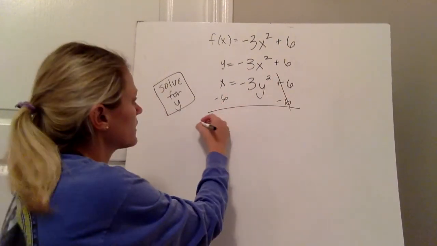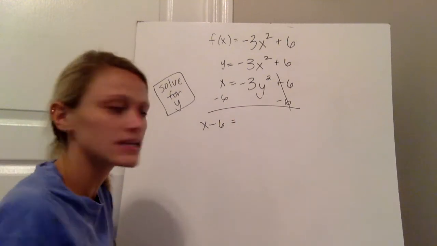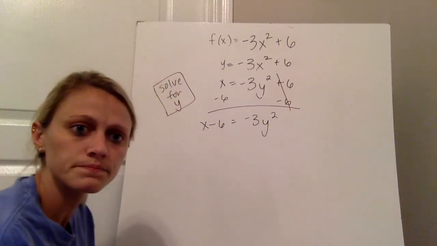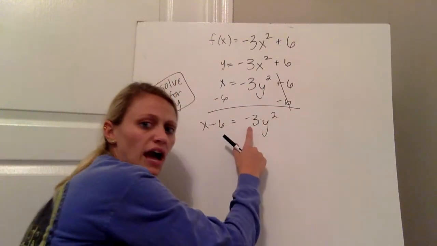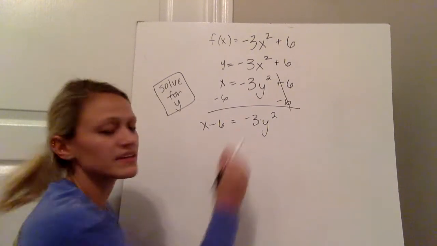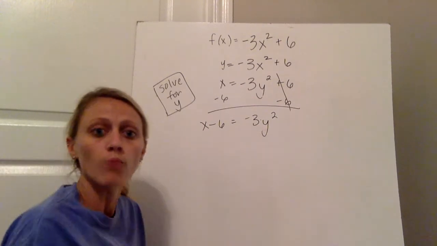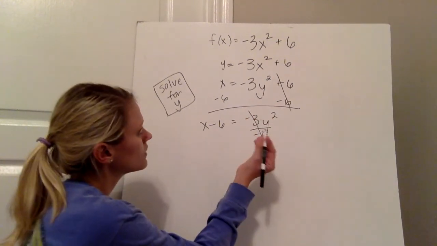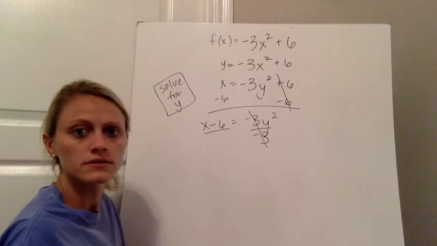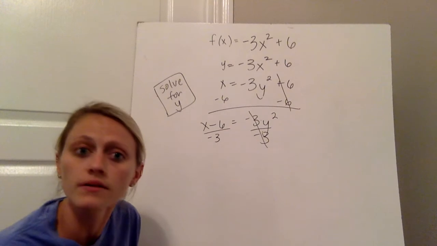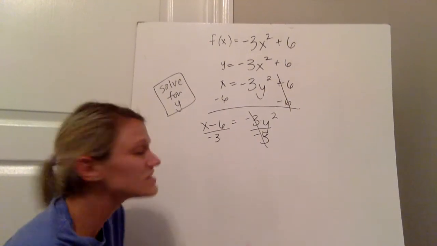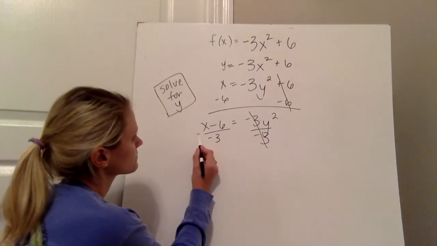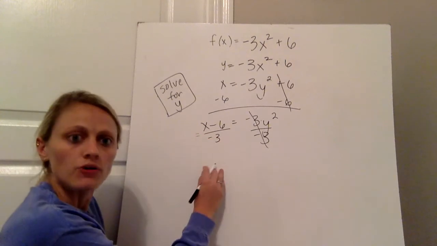On this side, we'll end up with x minus 6. And over here, obviously, we've still got our negative 3y squared. Just like before, I'm going to get rid of this coefficient, the number in front of the y. In this case, it's a negative 3. Negative 3 is being multiplied by y squared, so I'm going to divide so I can cancel them. On this side, I'll divide by a negative 3. Like I said, in some cases we can leave it like that, but for now, we're going to split it up, and I'll show you why.